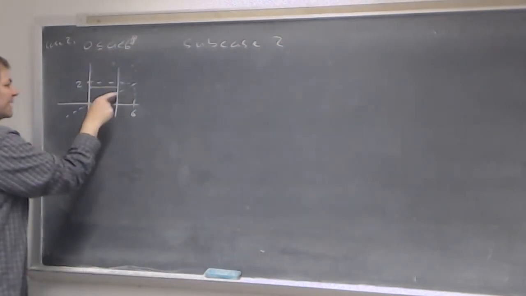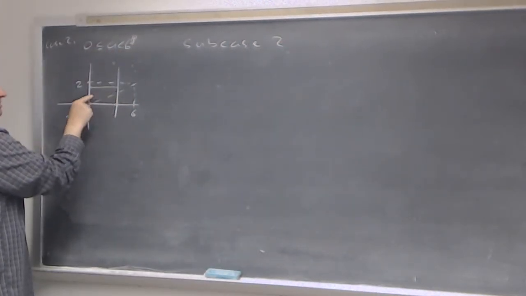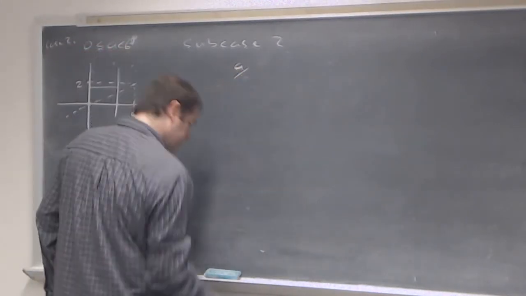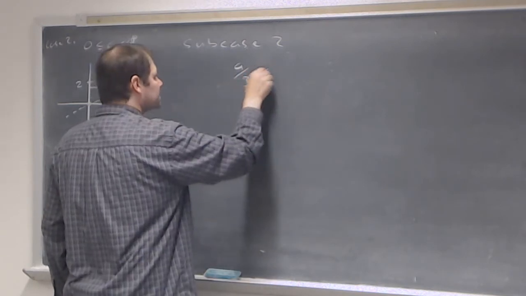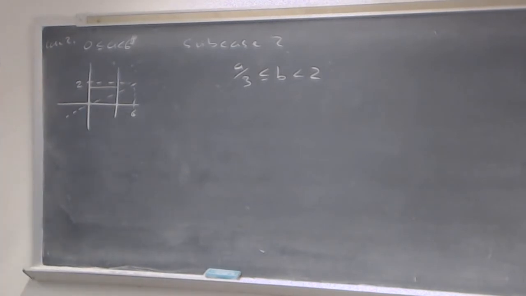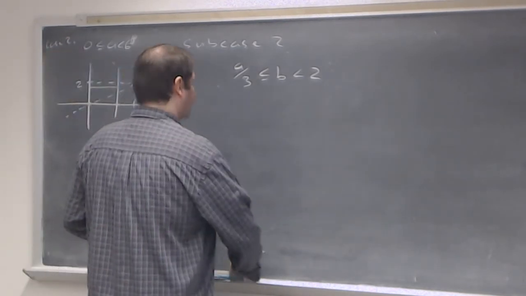Now remember, we did the B being less than the A over 3, so that gave us a triangle. But what if our B was up here? So subcase 2 is where A over 3, excuse me, is less than or equal to B, which is less than, let's say, 2. I'm going to write it.